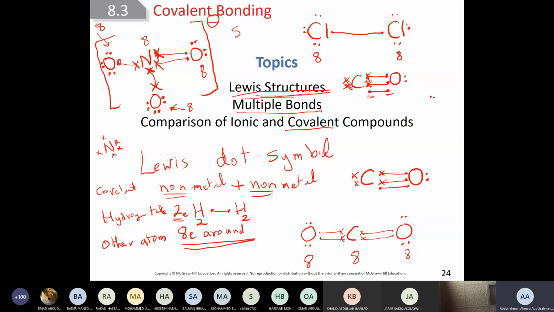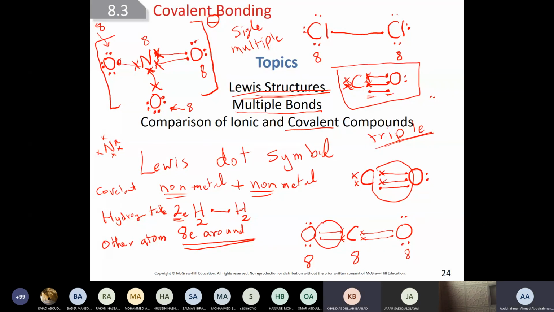What's the meaning of single? One shared electron pair. How about multiple? More than one. 2 pairs or 3. So is this compound a multiple or single bond? Multiple. What is it? Triple. How about this one? Triple bond. This one? Triple bond. No. Double bond.